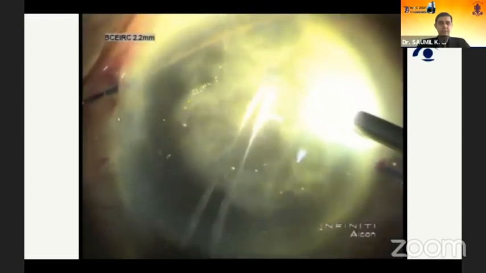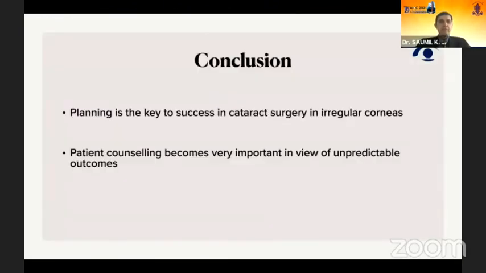And just to conclude, I would say planning is the key to success in cataract surgery in irregular corneas, and patient counseling becomes very important in view of unpredictable outcomes.